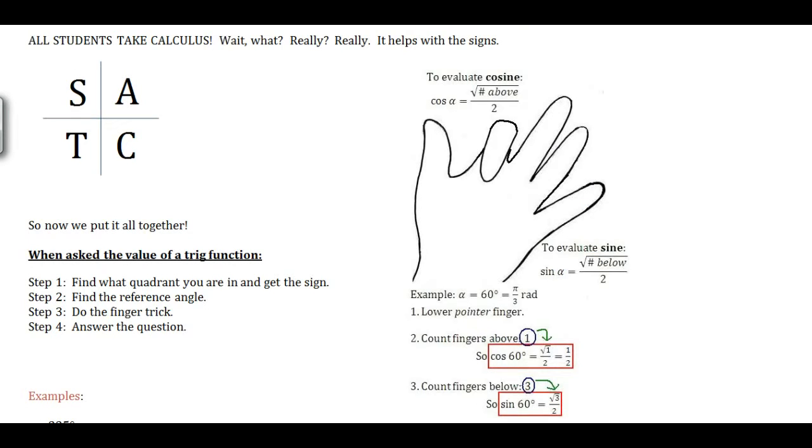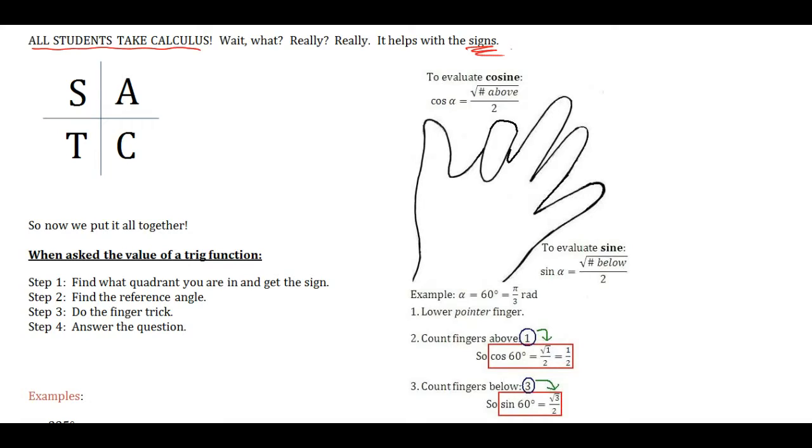Excellent work. Now let's look at this. All students take calculus. That's right. All of them take calculus. You have to. It's the way it is, right? Why do we know that? It's a little thing to help you with the signs. And I'm talking about these signs, not S-I-N-E-S. Humor makes me laugh. All right.